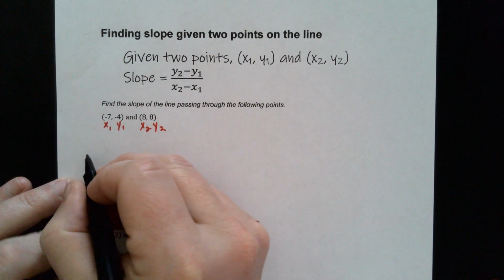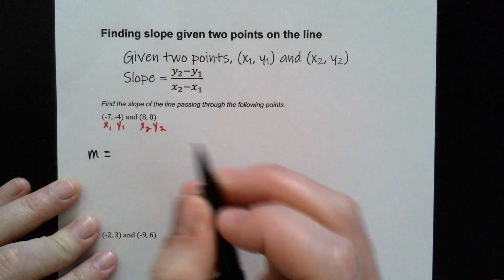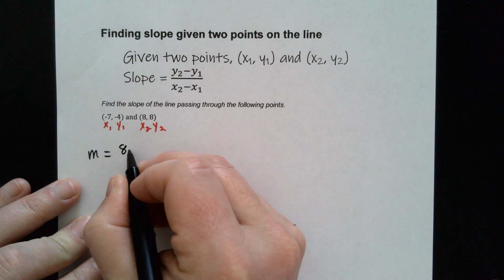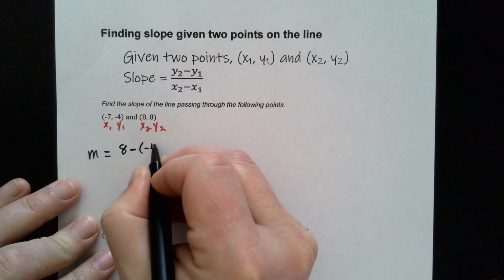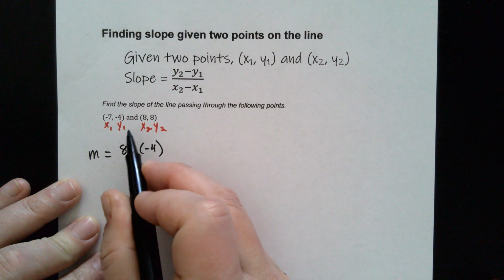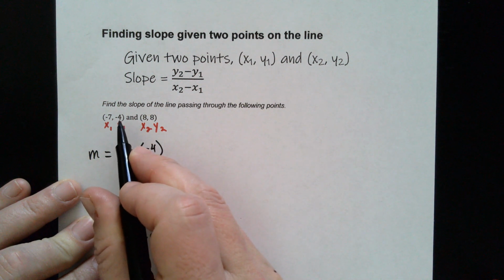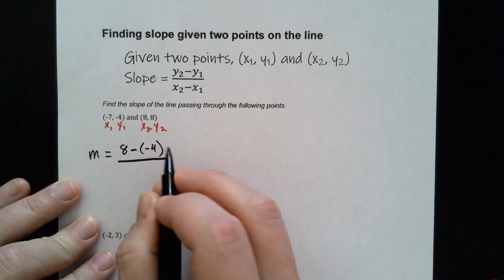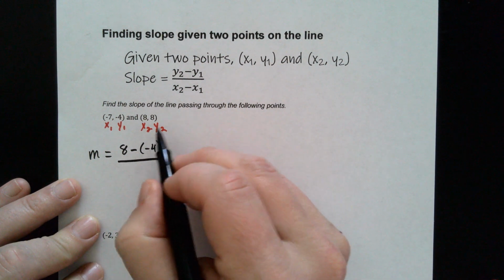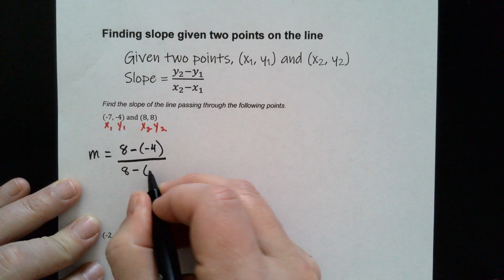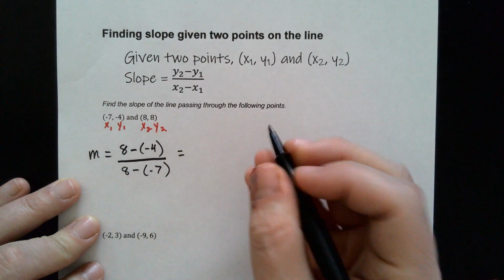Okay, so the slope, we'll call it m, is equal to y2 minus y1, so that's 8 minus a negative 4. Okay, this minus comes from the formula. This minus comes because this was already negative. And in a second, these two will cancel out and it'll be a plus sign. Okay, let's do the bottom first though. So x2, that's 8, minus x1, so minus a negative 7. Okay, so let's take care of that.